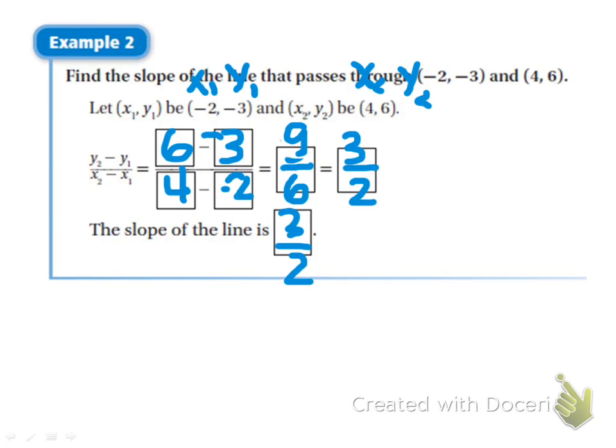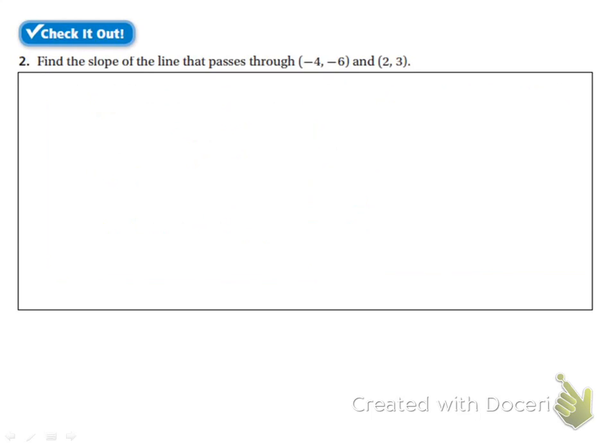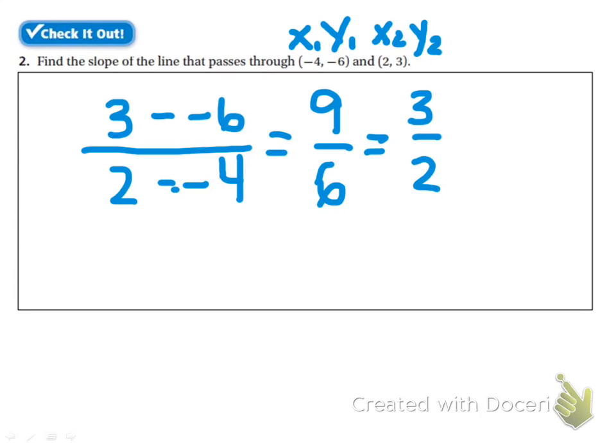We keep it as a fraction when we're talking about slope of a line because I want to know what is the rise over what is the run. So the rise is 3, the run is 2. Okay, I'd like you to check it out number 2 on your own. Please pause the video. Okay, so we should have the slope of a line is 9/6, which when simplified is 3/2. So the answer you should have is rise over run, 3/2.